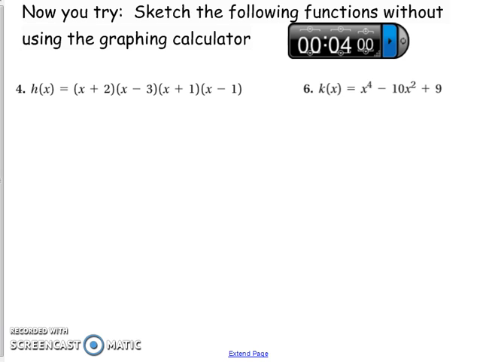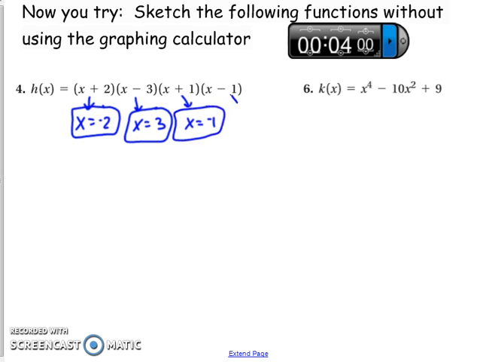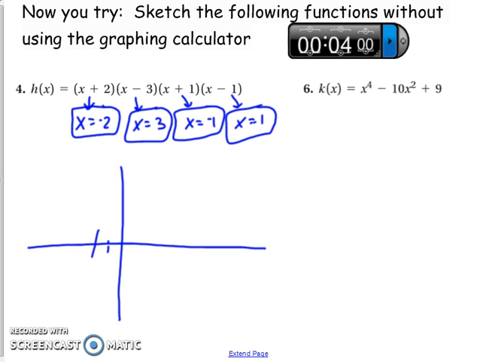Okay, so here we're going to just try some again without the calculator. Same idea. Here, we set them to 0. We have -2. We have 3. We have -1. And we have 1. So we're going to sketch it: -2, -1, 1, and 3.